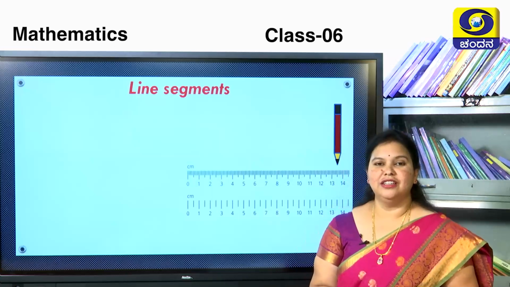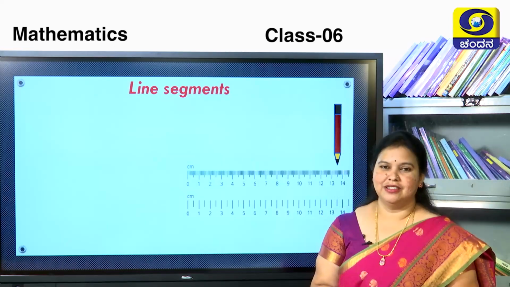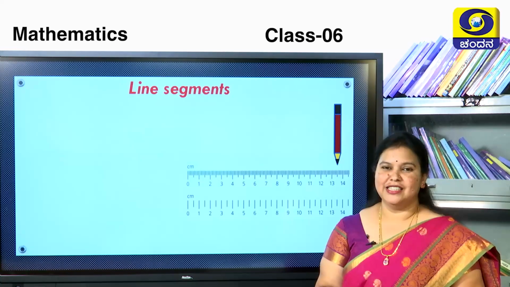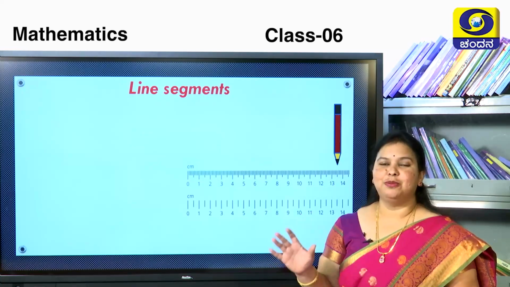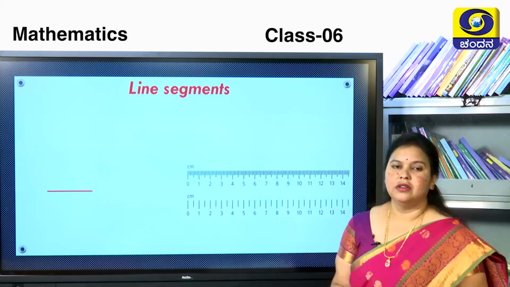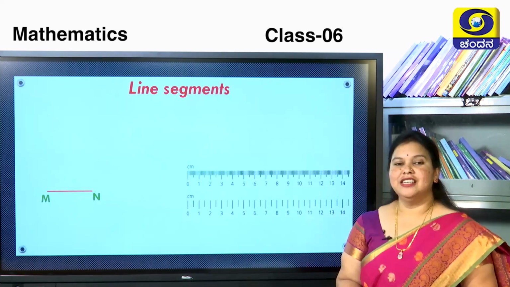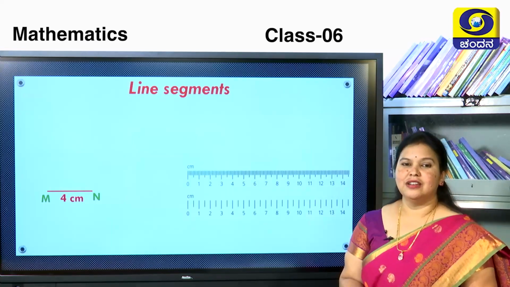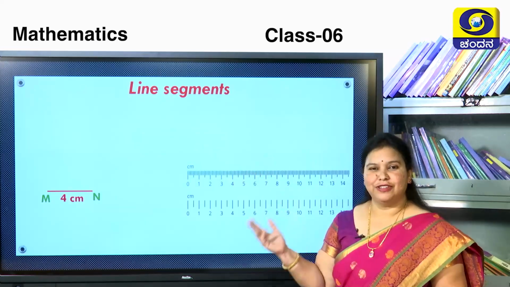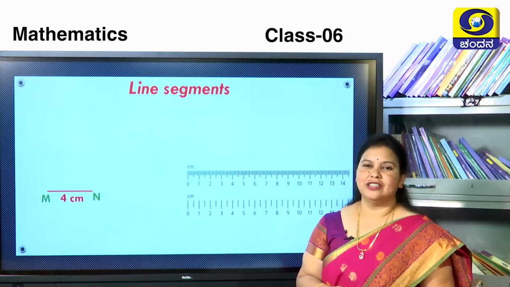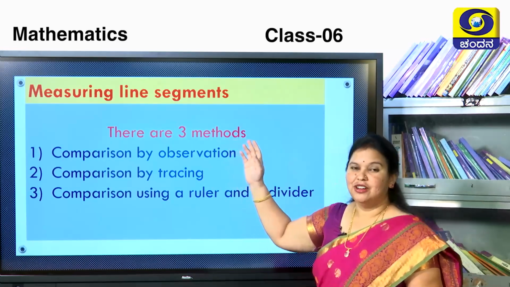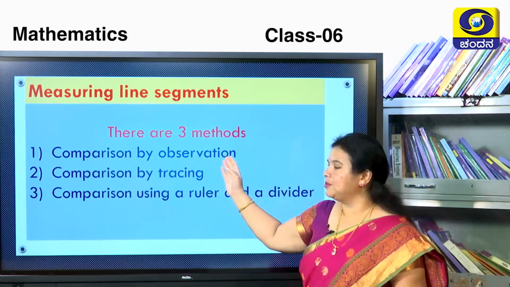Now we will learn how to measure a line segment. In the earlier chapters, we have already studied what are line segments. It is a fixed portion of a line, hence it is possible to measure it. The measure of the line segment is called its length. Using this idea, we can compare line segments by different methods. We'll see what are those methods. There are 3 methods to compare line segments. First one is comparison by observation.